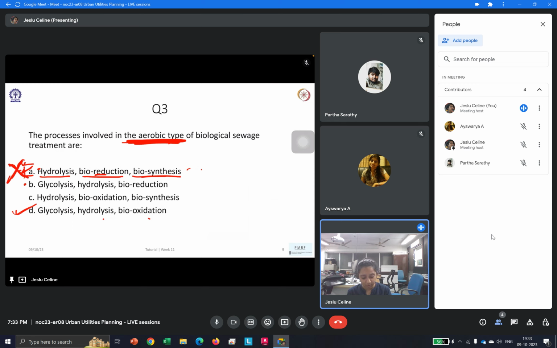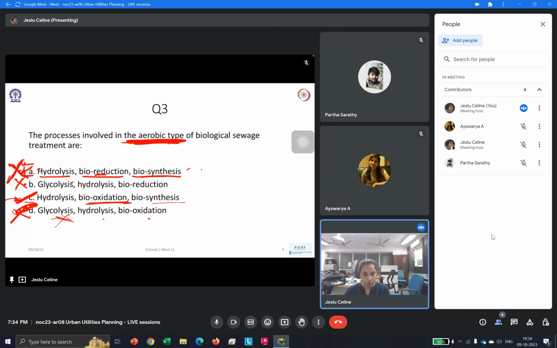Oh, did I say that option D is the answer? Sorry, option C is the answer. You have biooxidation and biosynthesis. Option D has glycolysis, which doesn't happen anywhere over here. So glycolysis is not there. So option B and option D are ruled out, but oxidation should be there.